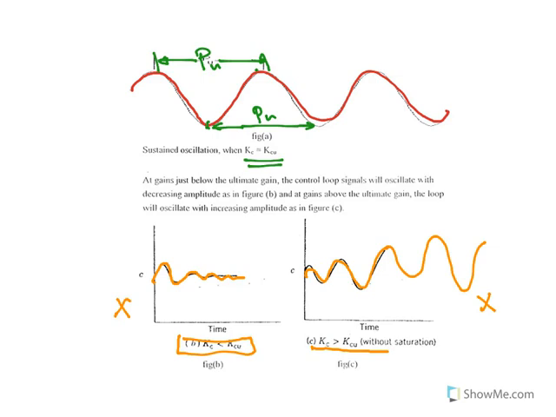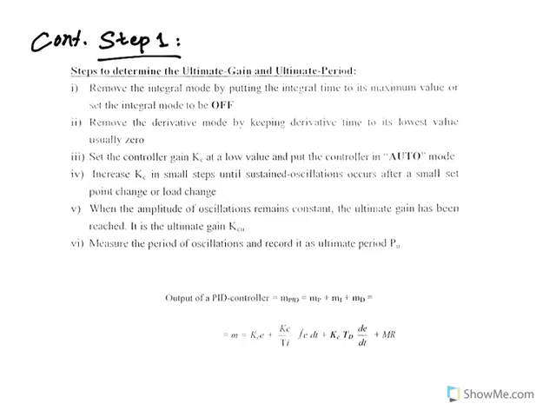So this is figure 1, where the process variable oscillates in cycles continuously, with the same peak and the same period. This is where we can find the ultimate gain and the ultimate period. Now, after we have found them, we have to follow these steps in order to determine the ultimate gain and ultimate period.